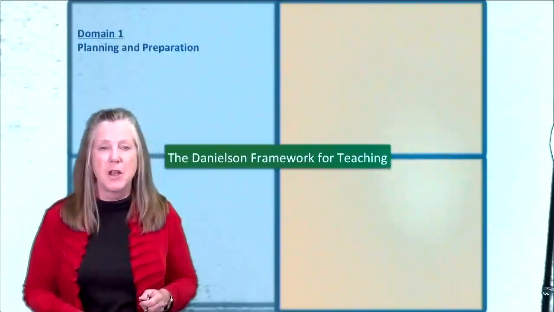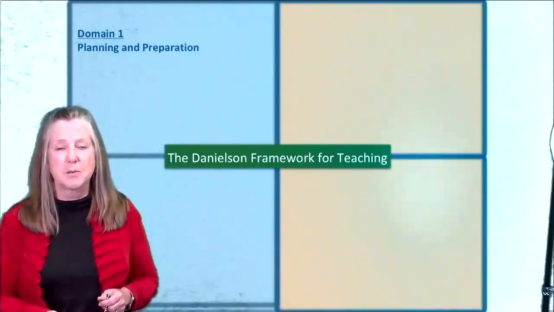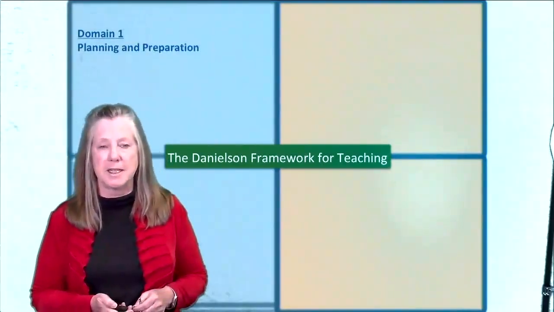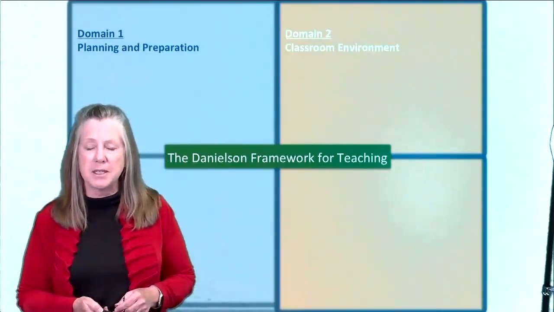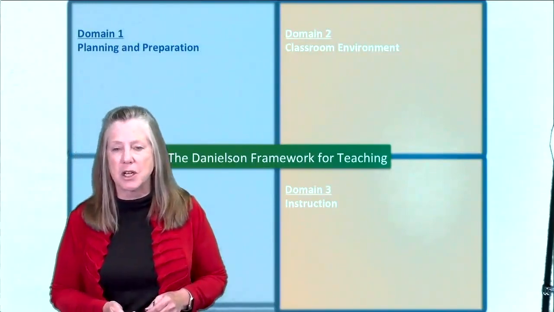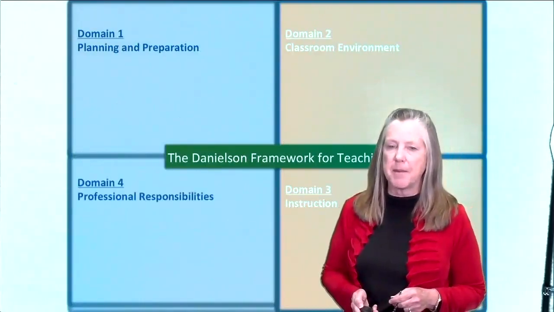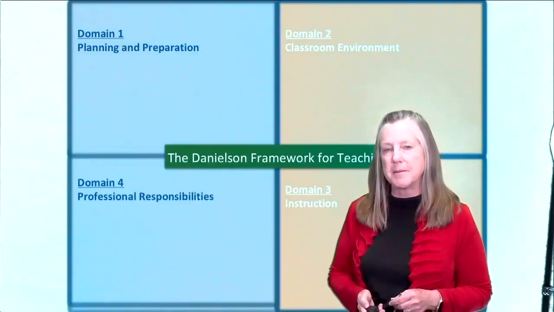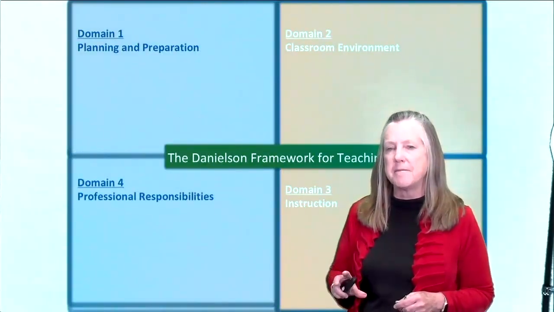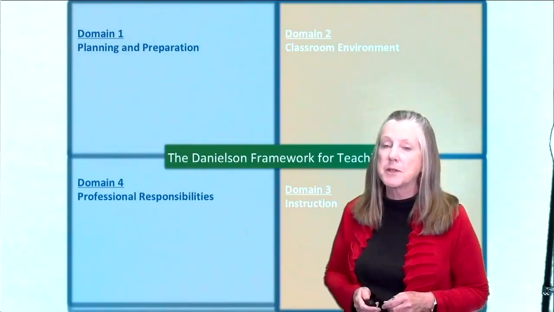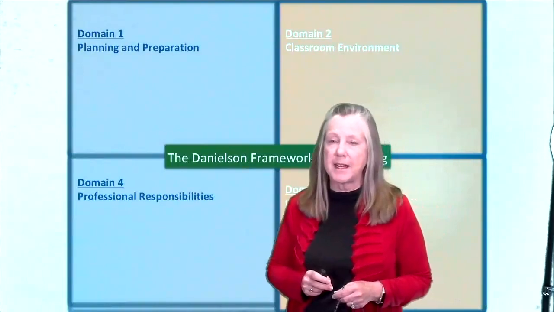So the framework is divided into 4 quadrants. First is planning and preparation, and that's the one we're going to dig into a little deeper today. The second one is environment. The third one is instruction. And the fourth one is one we don't often talk about, but it has become my favorite, and that is professional responsibilities. The framework has been developed very purposefully in this order, 1, 2, 3, and 4. We'll talk about why that is.